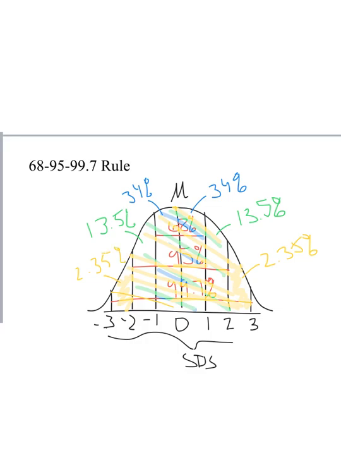And then we see that we have these little pieces left over together. If I know this section is 99.7, 100 minus 99.7 is 0.3, and half of 0.3 is 0.15%. So here's your detailed picture.